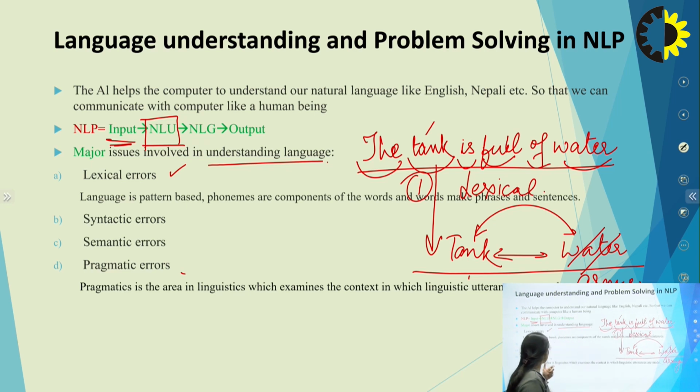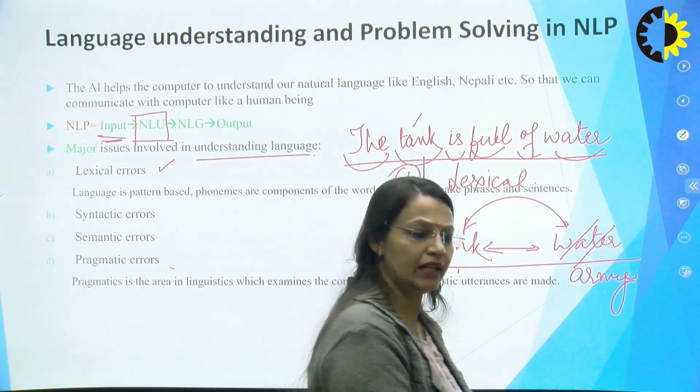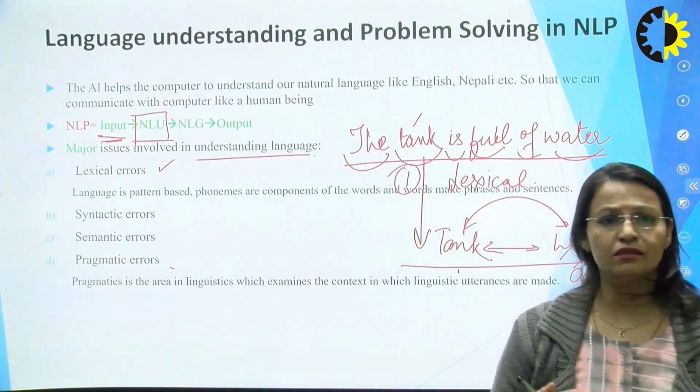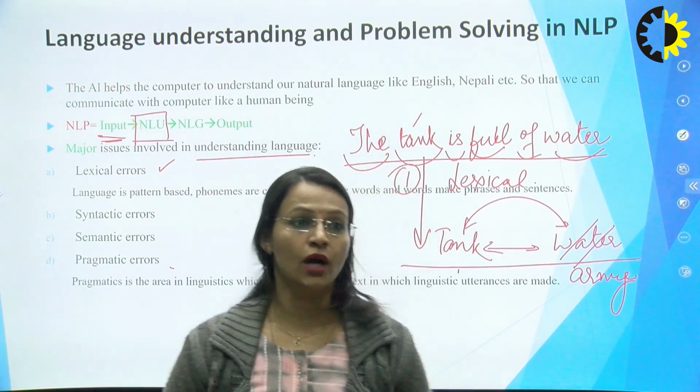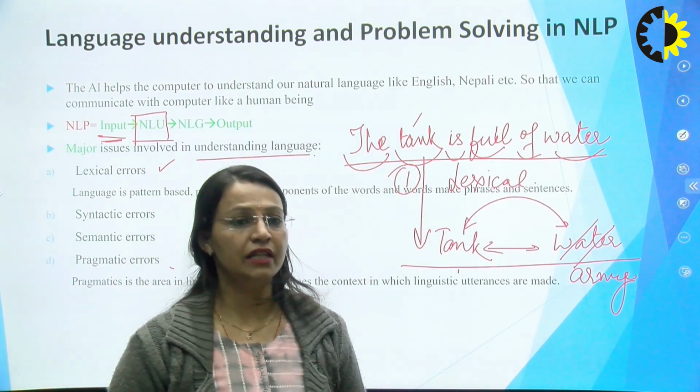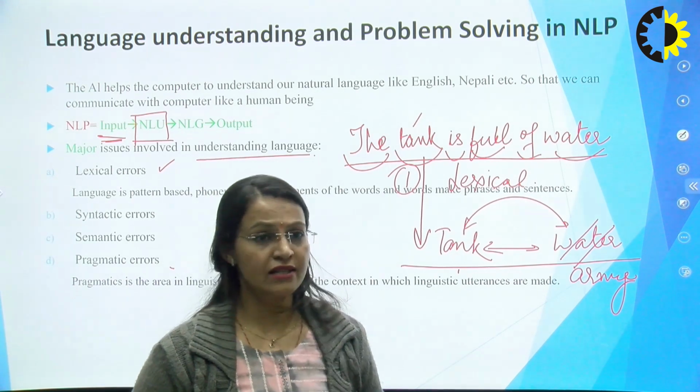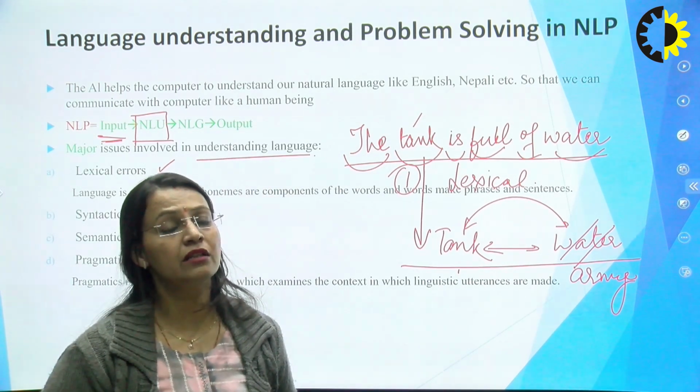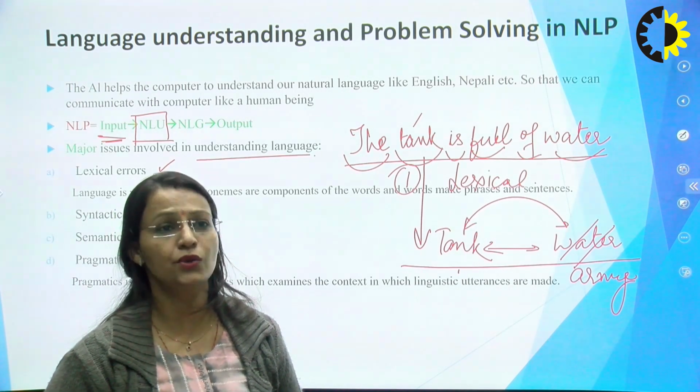Then next is the pragmatic error. Pragmatics is the area in which linguistics examines the context of the linguistic utterance. That means if I'm saying, could you please pass me the salt? In the general human context, I can easily understand that this is normally a request given by one person to another, and this question is not being answered in the form of yes or no. But in NLP, it is very difficult for the machine to understand this. This kind of error occurs when the request is misunderstood as a question. So this is the problem.